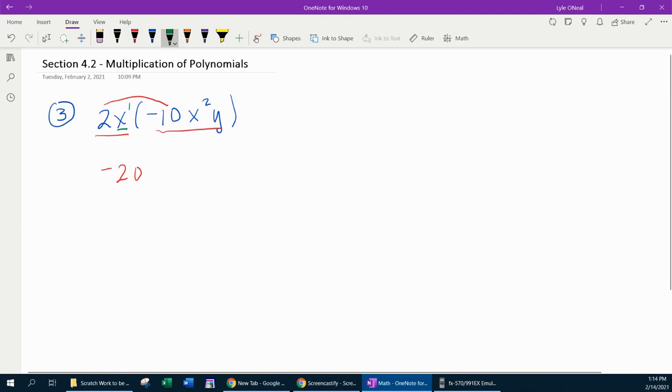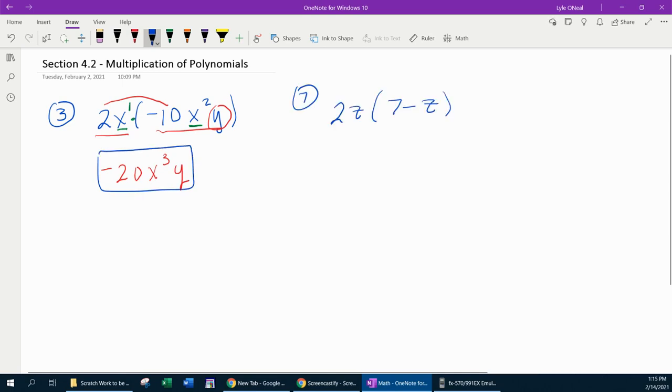And if the letters are the same, add their powers. So here we have x to the 1 times x to the 2. If the letters are the same, add their powers. That'll make x to the 3. And then notice I have this other variable y, which there's no other y to multiply by. So that y is going to come down, and that's our answer. Next, number 7, we're going to step it up a notch this time.